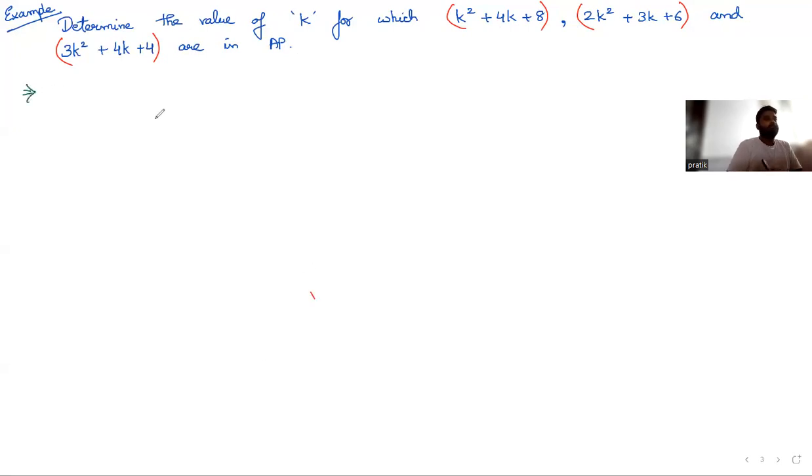So common difference, basically what we'll be doing is, common difference between, let's consider this as T1, this as T2, and this as T3 for our understanding. Common difference T2 minus T1 should be equal to T3 minus T2. Do not tell me T3 minus T1 will be the same. No, sir, it should be consecutive terms. I always told you it should always be consecutive terms.